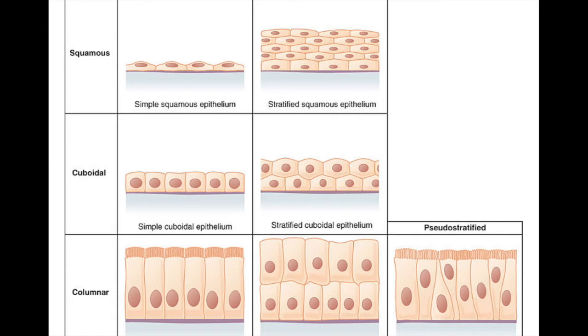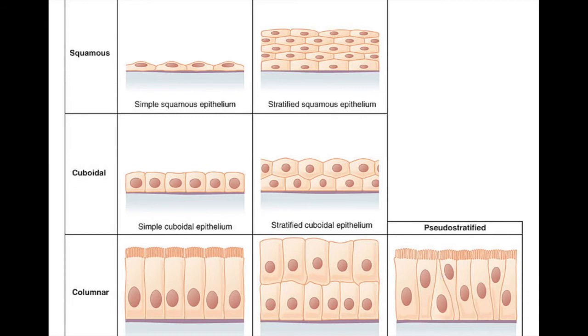The prefix pseudo means false, and why is it called like that? This tissue appears stratified or layered. You see that? Because the cells' nuclei don't line up in a row as they do in simple columnar epithelium. Sometimes it is seen as stratified, but sometimes it's seen as simple. You know when that happens?